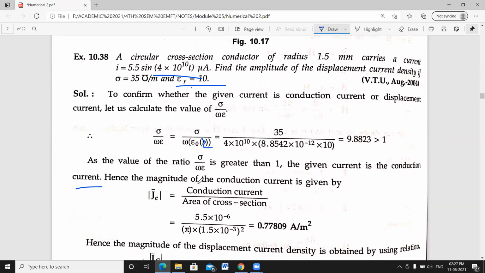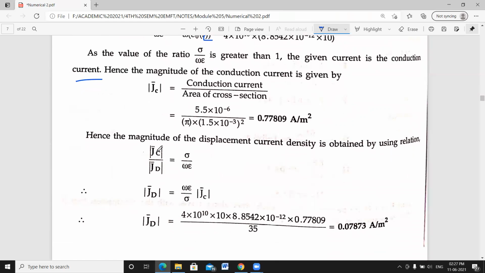Therefore, the magnitude of the conduction current density is given by JC equals conduction current divided by area of cross section. Conduction current is given as 5.5 × 10^-6 based on the given data, divided by the area of cross section, πr squared. Here r is given as 1.5 millimeters, so 1.5 × 10^-3 whole squared. Calculating this, we'll be getting 0.77809 amperes per meter squared.